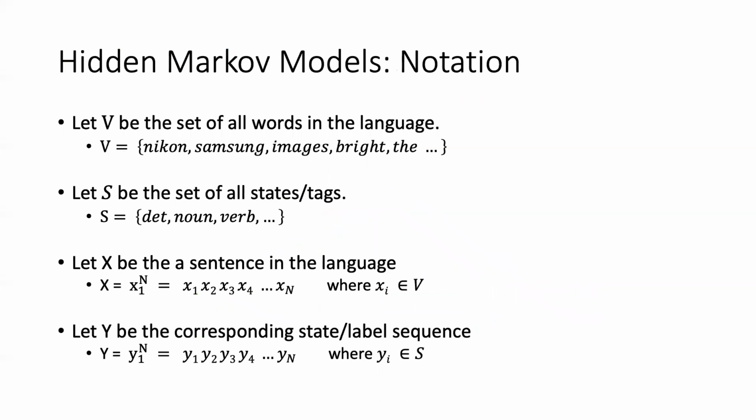Let's establish some notation. Let's say V is the set of all words in the language. In general, this will be in the order of millions. Let S be the set of all states or tags, and S can be determiner, noun, verb, and all possible POS tags, and much more fine-grained categories can also come in. And let X be a sentence in the language, X1, X2, X3, X4 and so on up to Xn, which represent the words, and Y represents the states or the labels.